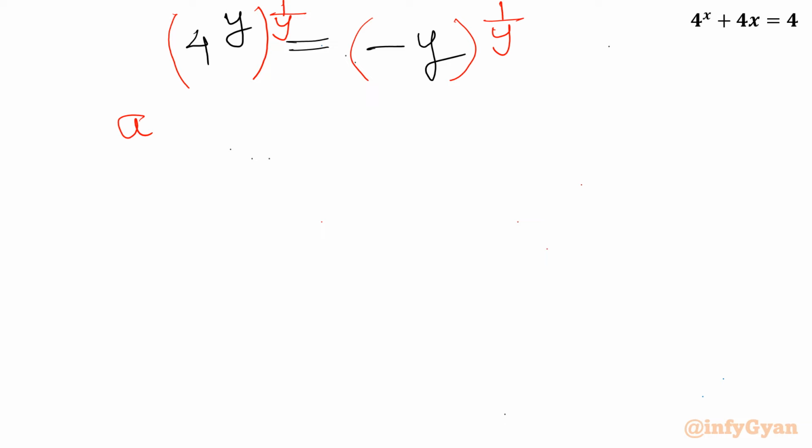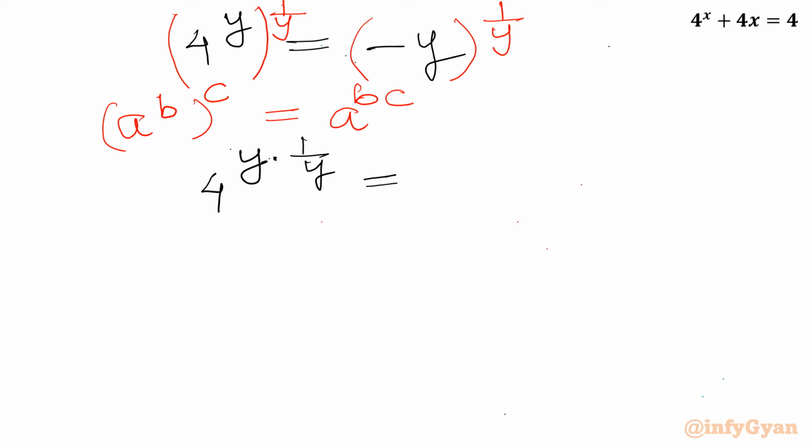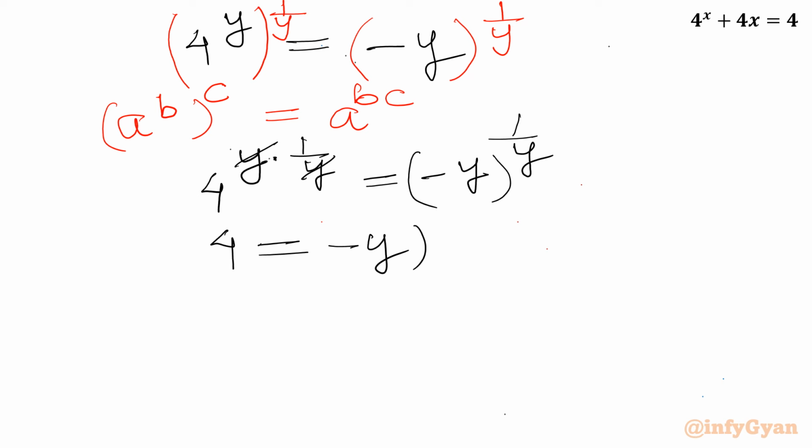Now I can write one property, a power b whole power c equal to a power b times c. So I can write in LHS 4 power y times 1 over y. This will be equal to minus y raised to the power 1 over y. Now we can cancel. So it will become 4 power 1, which is 4, equal to minus y raised to the power 1 over y.